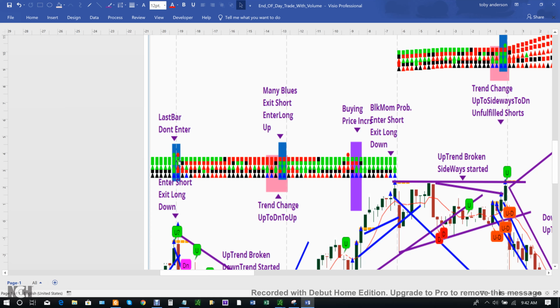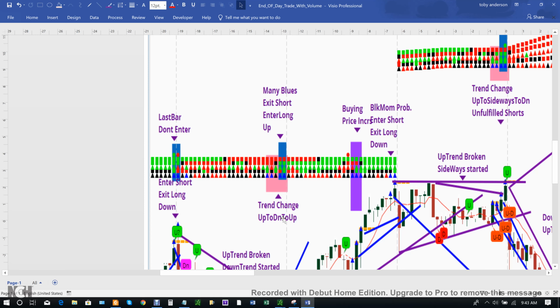All right, if we just have one blue candle at the end of the day, I told you, don't enter. If you have several blue candles or blue triangles at the end of a day, that basically means the trend is going to change. In this case, the trend was going up, then it went down, then it went up again. So there were some trend changes going on.